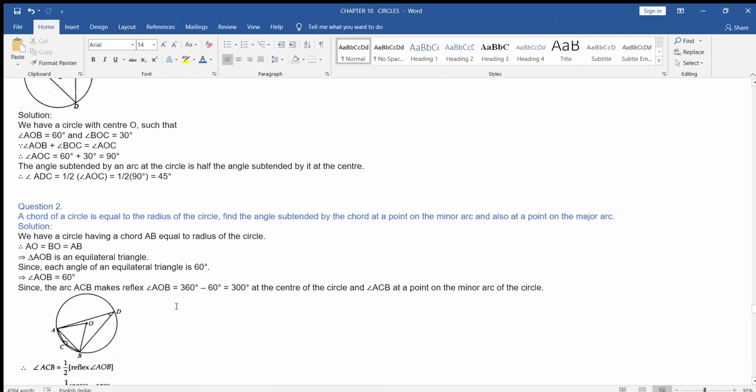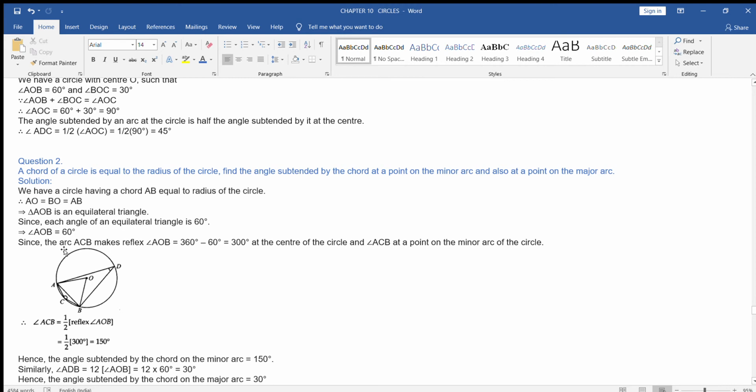Now see our second question. This is a diagram. A chord of a circle is equal to the radius of the circle. Okay, this AB is equal to the radius. You can say AO, you can say OB. Now find the angle subtended by the chord at any point on the minor arc and also on the major arc. You have to find out ACB and ADB.